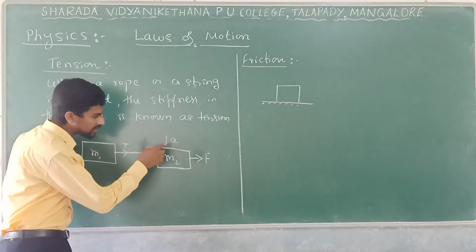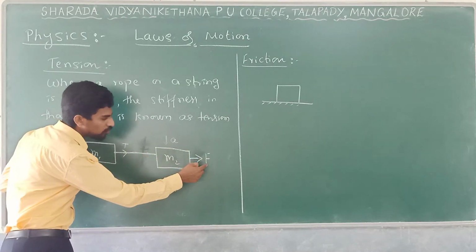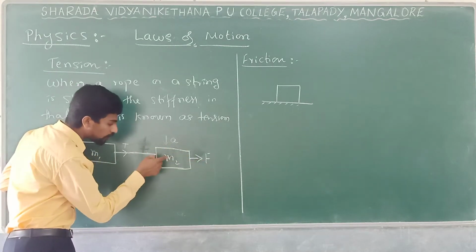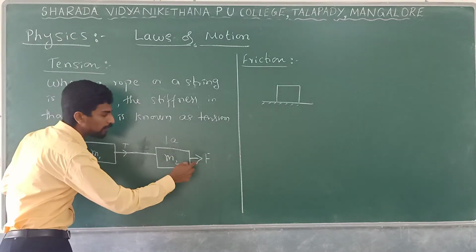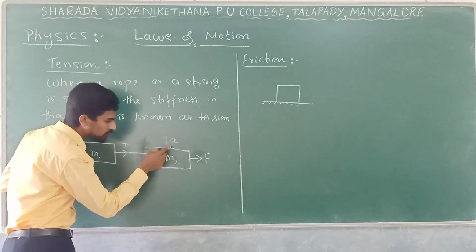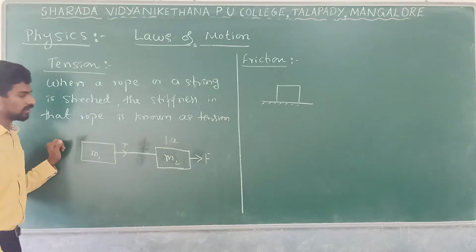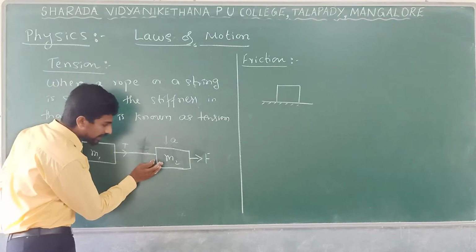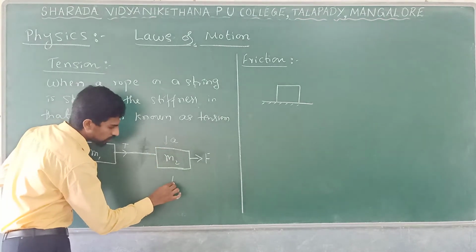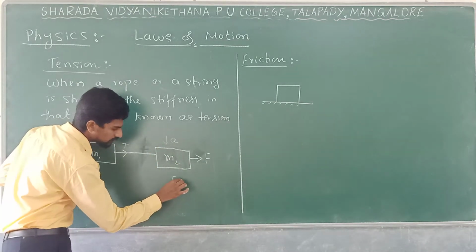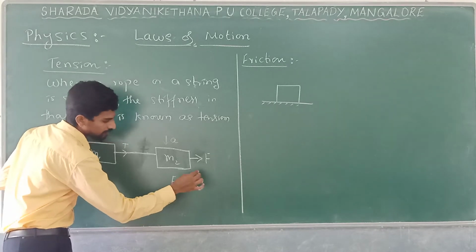Now why will its acceleration be less? Because the same force initially is applied only for M2. Now the same force is applied to this M1 and M2. Obviously its acceleration will decrease. So its acceleration decreases means force also decreases, correct? So you know the total force is equal to m into a.